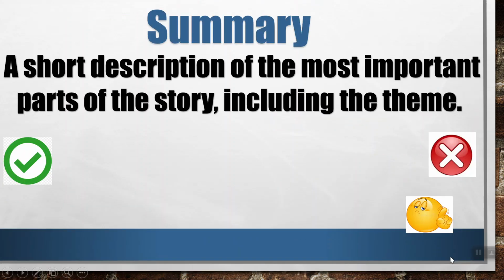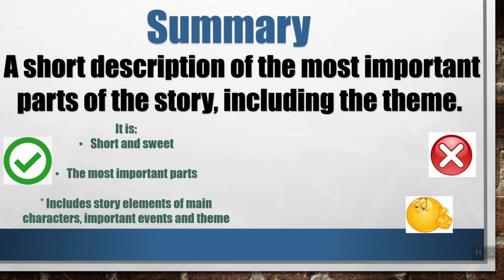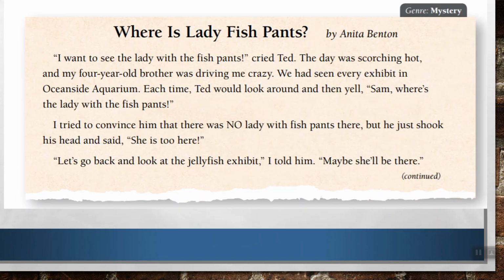A summary is a short description of the most important parts of the story, which should include the theme. Summaries should be short and sweet and only include the most important parts of the story. The most important parts of the story include the main characters, the important events, and the theme of the story. Summaries should not be a list or a retelling which tells everything that happened in the story, and summaries should not be long.